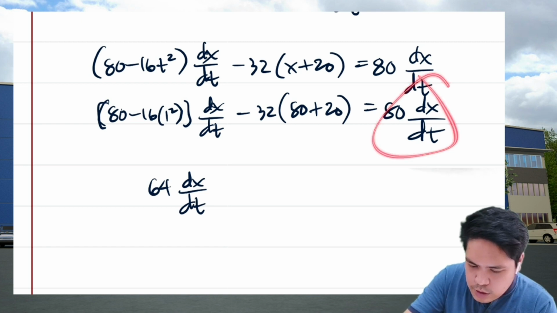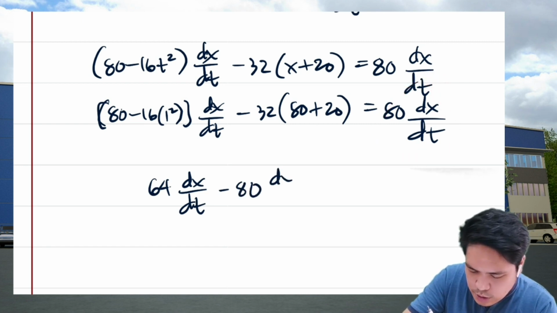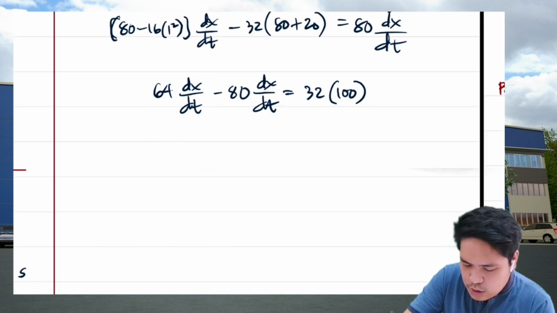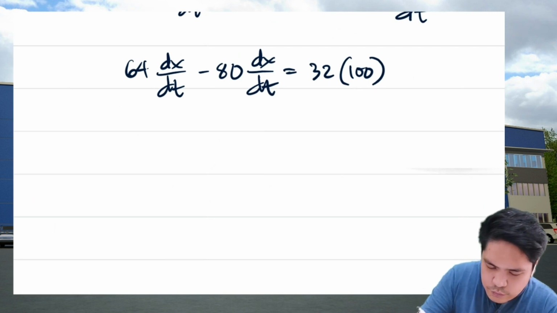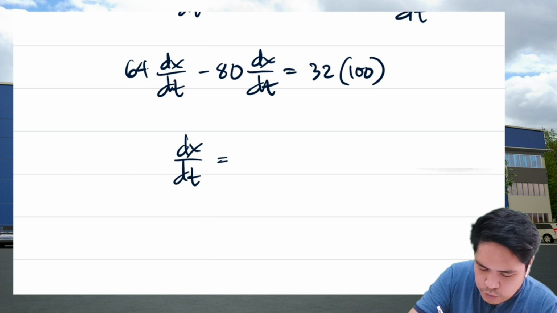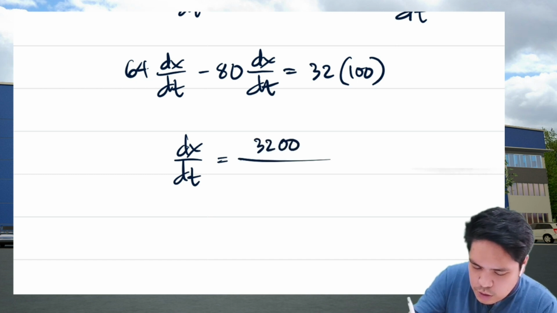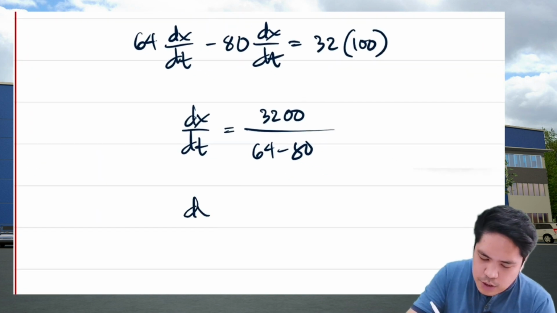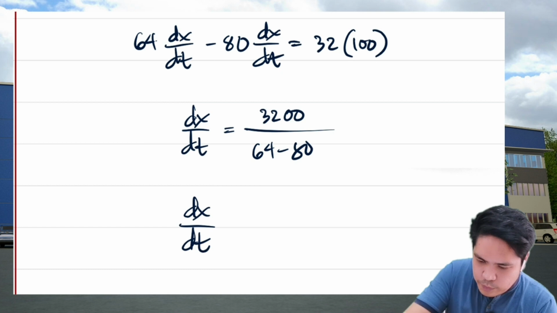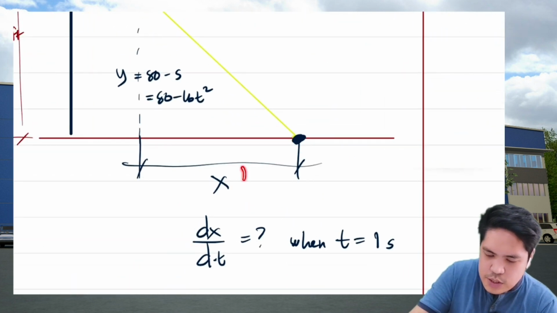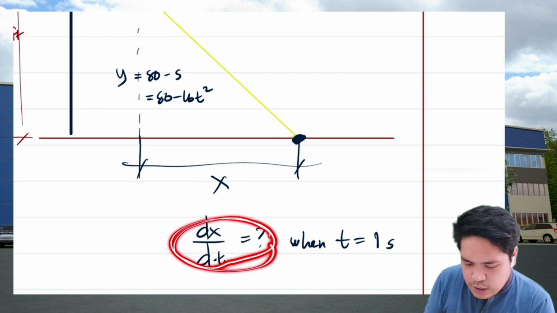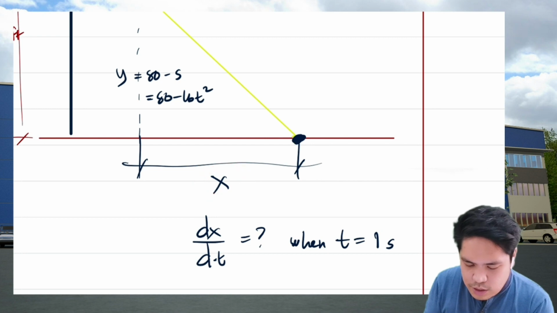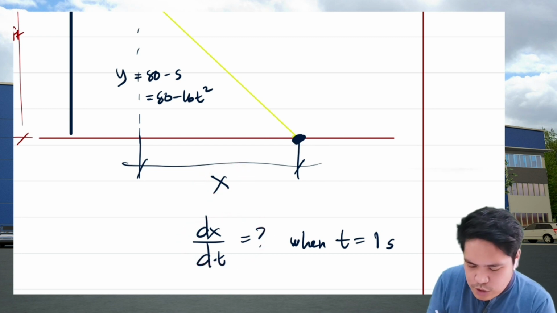Let's transpose this to the other side. We will have minus 80 dx over dt, that will be equal to 32 times 100. So therefore, we'll have dx over dt equal to 3,200 divided by 64 minus 80. So we'll expect that the answer is negative because, of course, as I've explained kanina, x is decreasing. Or the effect of dx over dt is to decrease the value of x. Or simply, x is decreasing. So of course, dx over dt should be negative.